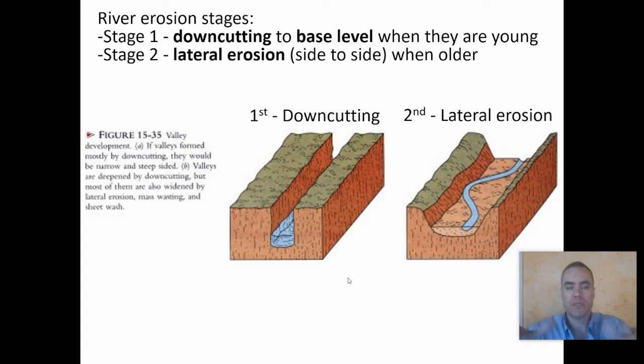So the first one, downcutting, is exactly like it sounds. The river is cutting its channel downward because a young river has to just establish the channel in the first place, has to establish that there even is a river. So in the picture on the left, you see the river is cutting downwards, and it's going to be a very narrow channel. And it's using those sediments in the river to scour and to cut that channel.